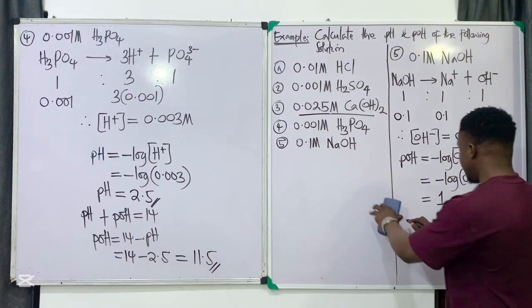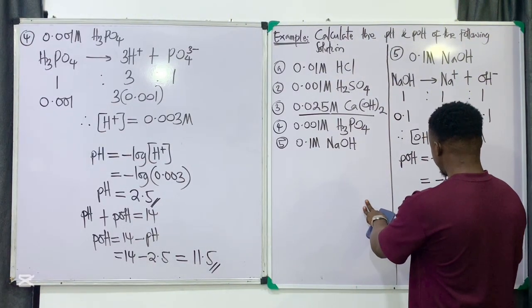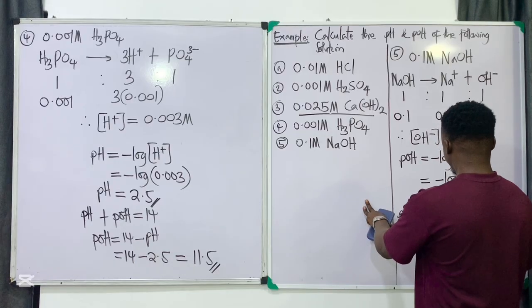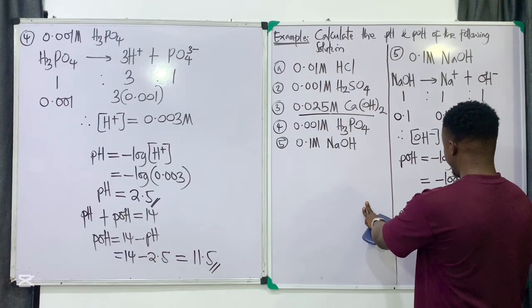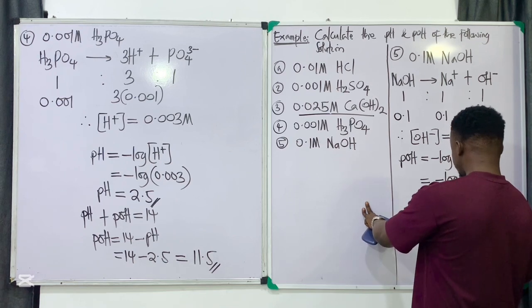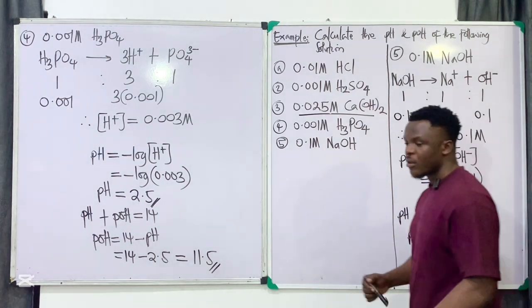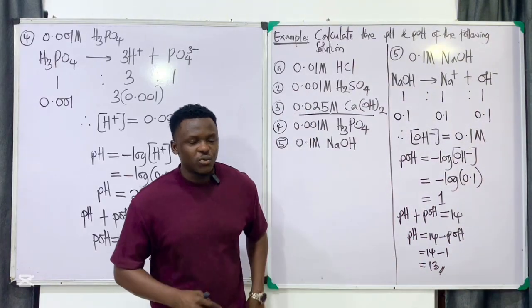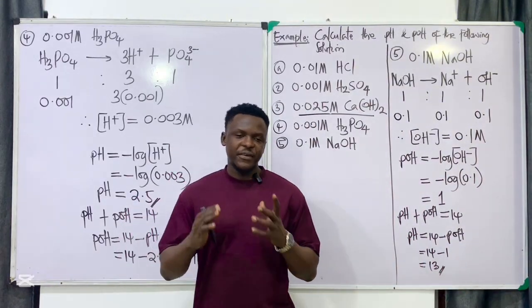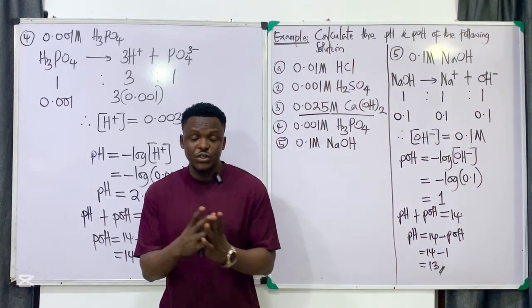Alright, so you now say pH plus pOH equals 14. pH equals 14 minus pOH. So this is 14 minus 1. And the value for your pH is 13. So having done this, we've actually completed the first 2 cases of calculations under pH.